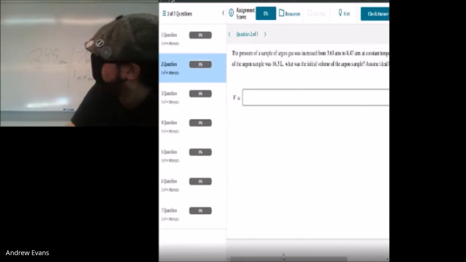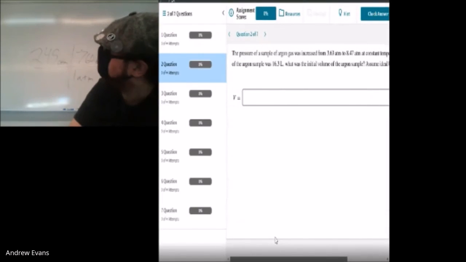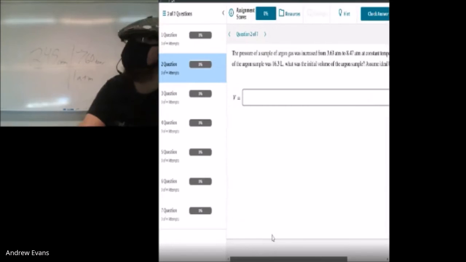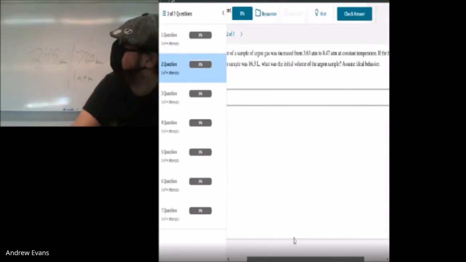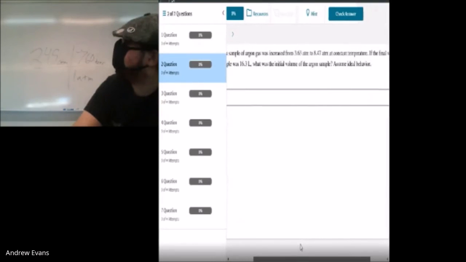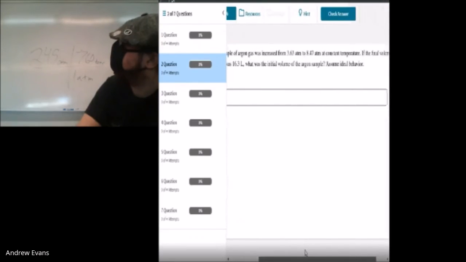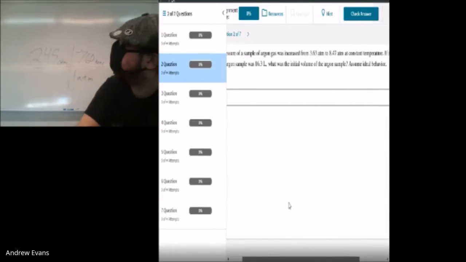Then we have a series of questions that deal with changing 2 of the ideal gas variables while keeping the rest constant, and asking for the unknown. Like P1 V1 equals P2 V2 is this first example. A pressure of a sample of argon gas was increased from 3.63 atmospheres to 8.47 atmospheres at a constant temperature. If the final volume is 16.3, what was the initial volume? We're going to assume ideal gas.